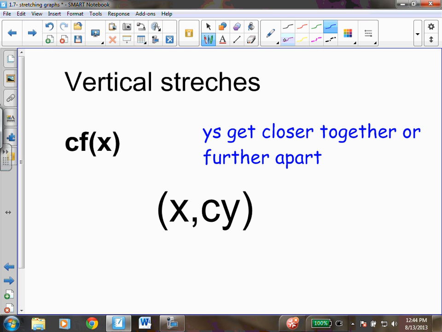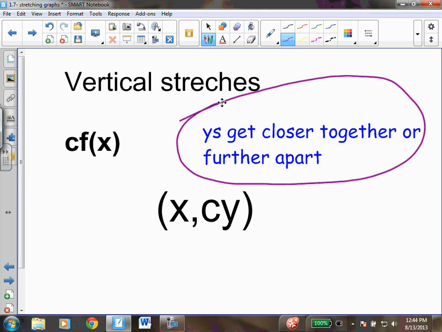There are two different ways to stretch a graph. You can stretch it vertically or you can stretch it horizontally. If you are vertically stretching, the y's are either going to get closer together or further apart, depending on the value that you are stretching. You know you have a vertical stretch when there is a constant number being multiplied by the function. For example, 3 times the absolute value of x. This 3 will stretch the graph vertically. We will multiply every y value in this function by 3 to give it the stretched shape.